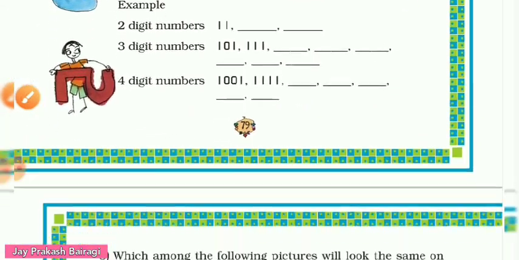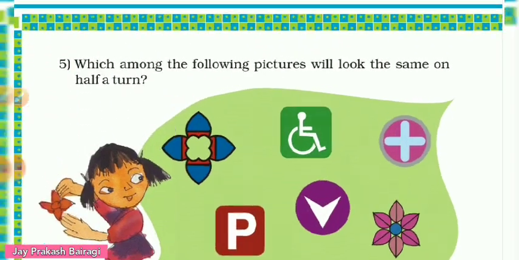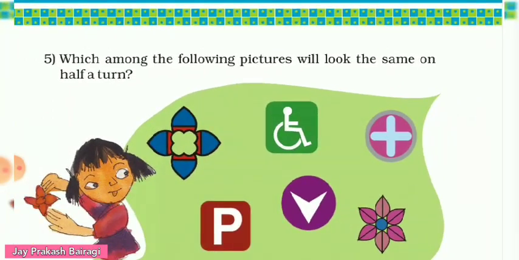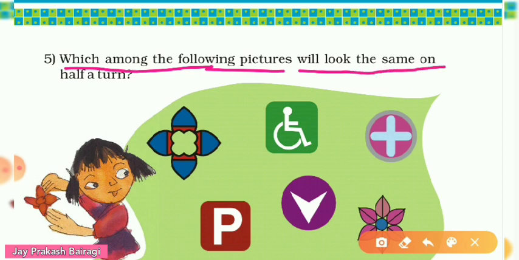Now on the next page we have our next question. The question is, which among the following pictures will look the same on a half turn? So we have 6 pictures here. Which will look the same on its half turn? It's very easy. Come to the first picture. If you make its half turn, it will be its half turn.